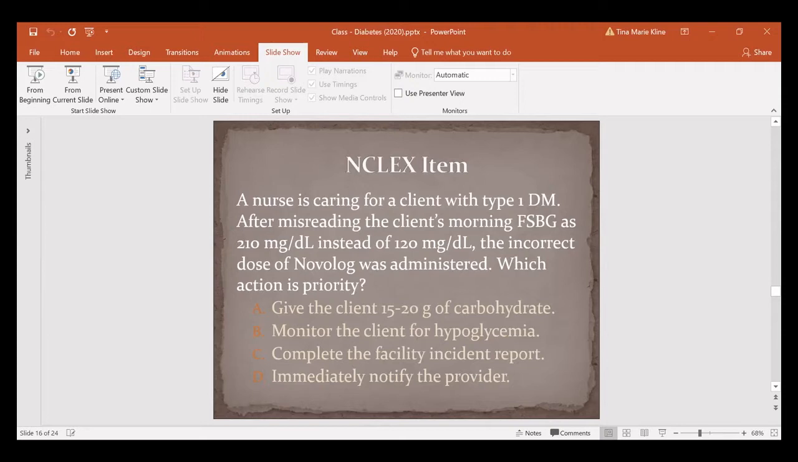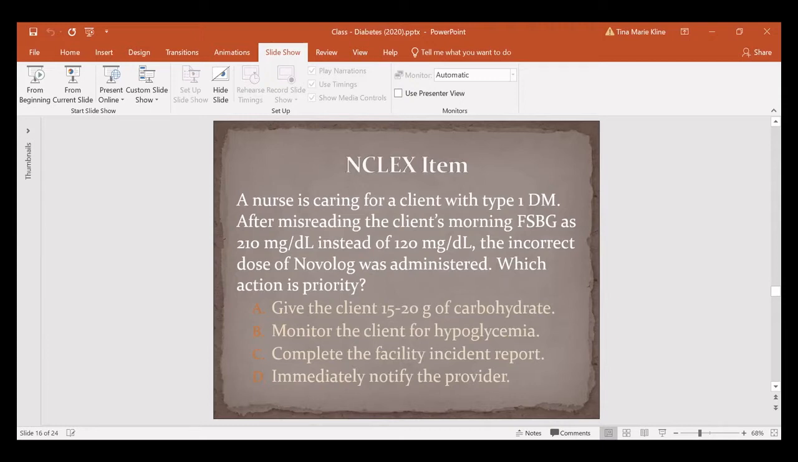Complete the facility incident report. Obviously, we need to do an incident report, but that's not the priority right now. Your priority is always going to be taking care of your patient first. D is immediately notify the provider. Yes, I want to notify the provider, but does it need to happen immediately? Is that a higher priority than me first assessing and taking care of my patient?